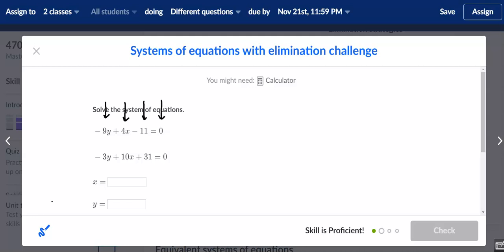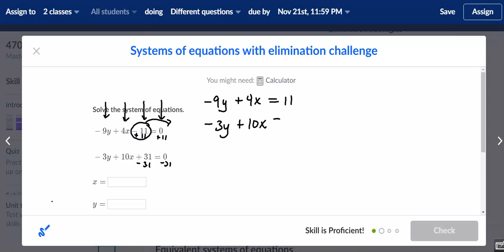The first thing I'm going to do is move these constants over to the other side by doing the opposite. If I add 11 to both sides, I'm going to end up with -9y plus 4x equals +11. I just put plus 11 on both sides. And I'm going to subtract this 31 from both sides so that I have -3y plus 10x equals -31. So now at least it looks a little bit more normal.